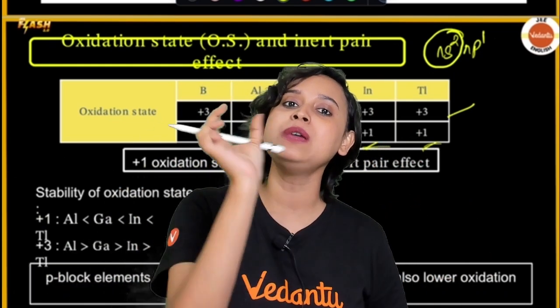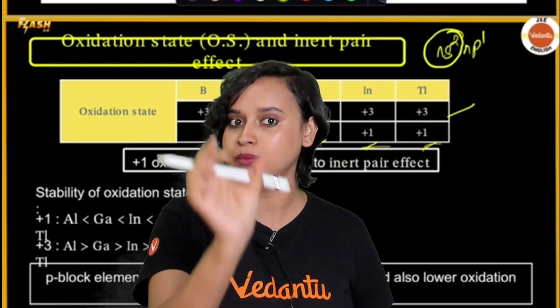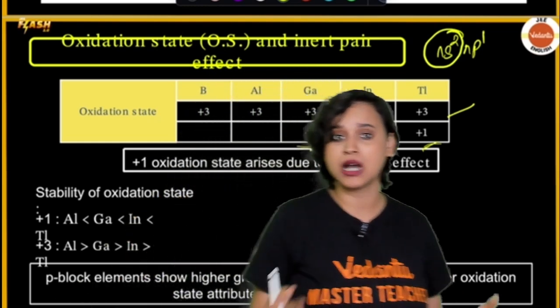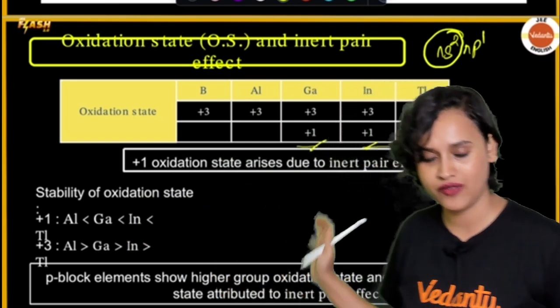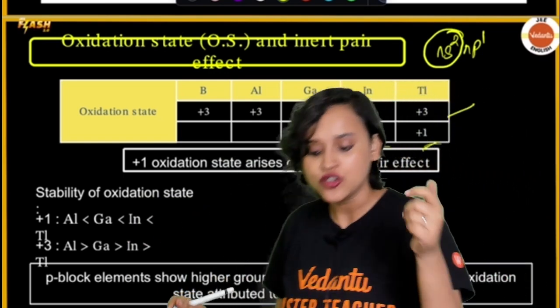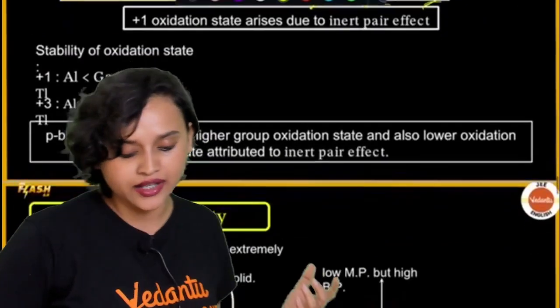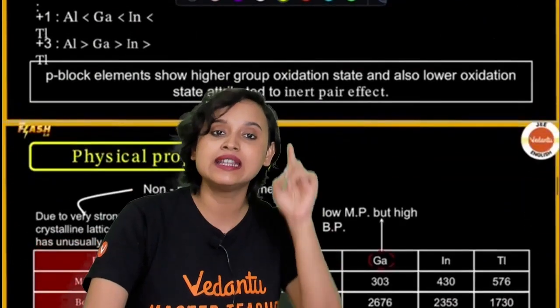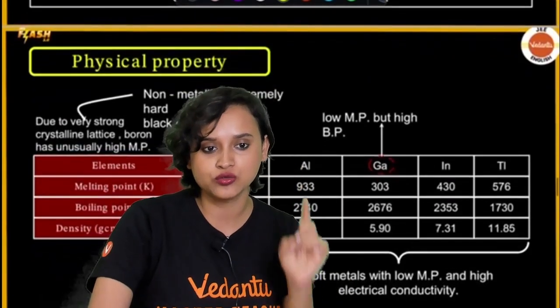Hence, only the p orbital electron, that is np1, is available for bonding. And that, my dear student, is your inert pair effect. Are you getting my point? Yes. So the p block elements show a higher oxidation state, and they can also show a lower oxidation state, and this is absolutely attributed to the inert pair effect.